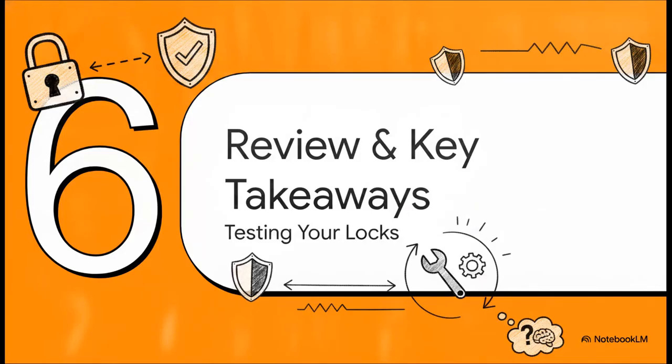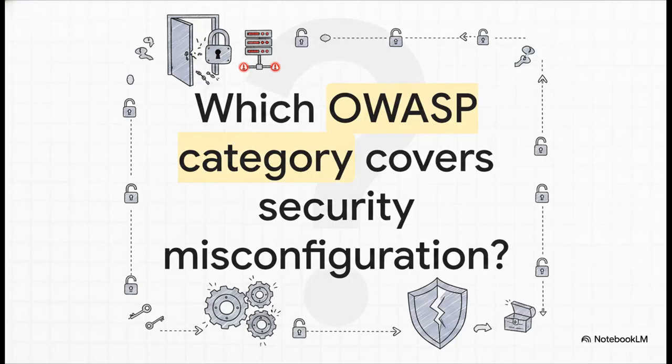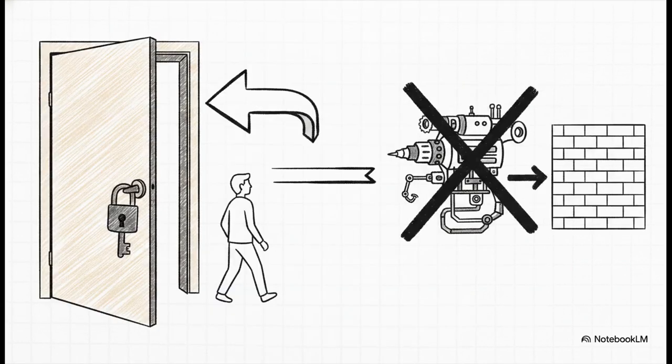All right, let's bring it home with Section 6, Review and Key Takeaways. Let's test your locks. To wrap up this explainer, let's do a quick interactive review to see what's stuck. Think back to the very beginning. What is the exact OWASP classification for these unlocked doors we've been talking about? Nailed it! It's A05:2021, Security Misconfiguration.